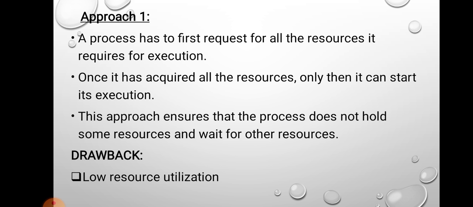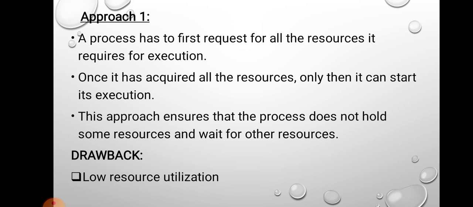A process is going to first request all the resources it wants for its execution. Once it has acquired all the resources from the computer, only then is it allowed to execute. By doing this, we ensure that the process does not hold any resources while waiting for other resources.